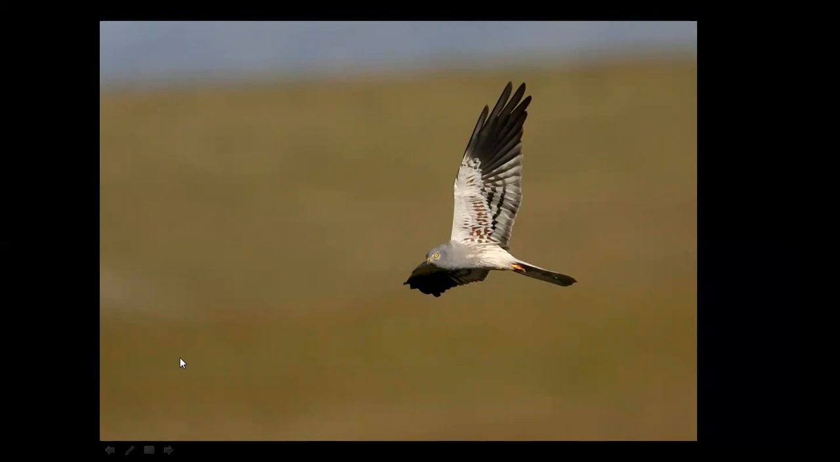This is the paper aeroplane of the raptors. It is the lightweight version of the harriers. The male Montagu's is only 270 grams in weight. And if you compare that with a female marsh harrier, she weighs in at something like 660 grams. So you can see a massive weight difference.